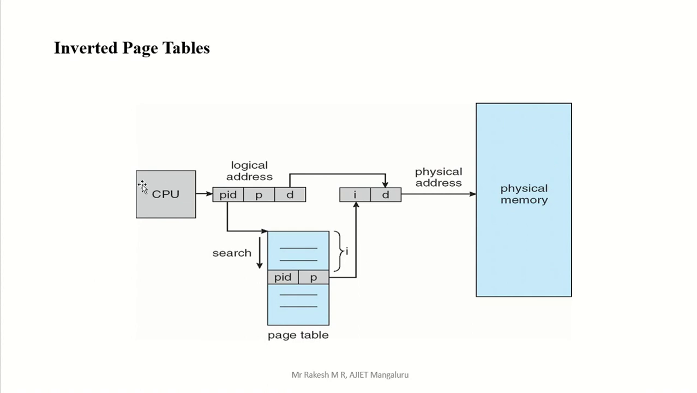Now the CPU will send a logical address. The logical address contains the process ID, sorry, P means process ID, then the page number of that particular process, then the size of the page. Again I will repeat: process ID, page number, and the size of the page. Those three things are contained in your logical address. So the CPU will demand that particular page through the logical address. Now that logical address is sent to the page table.